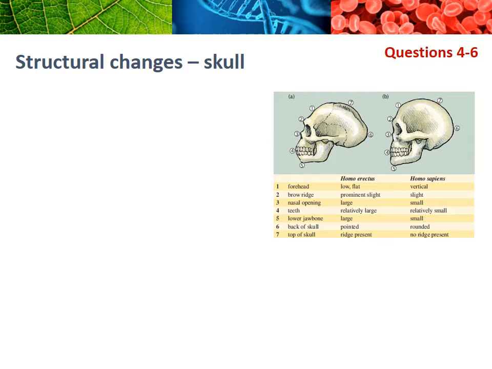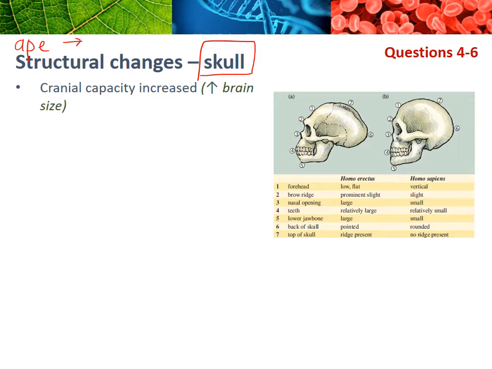Okay, we'll go through the structural changes in groups. So we're going to start with the skull. These questions always come up in the exam. Okay, so one of the first trends we see, and remember we're seeing from ape to ancient Homo sapien, ancient Homo genuses to modern humans. So that's the trends we're looking at over time in evolution.